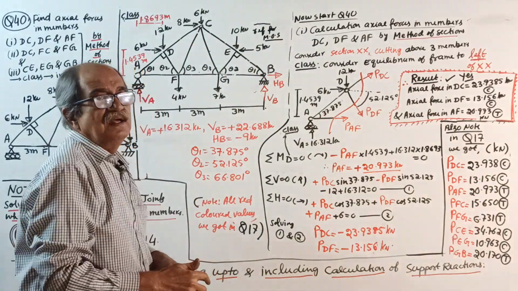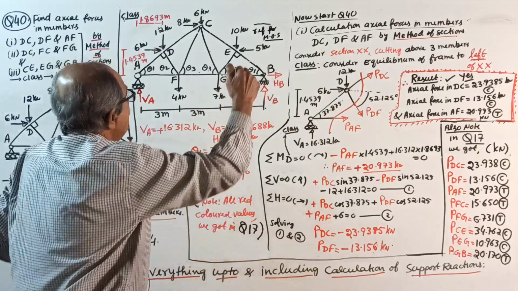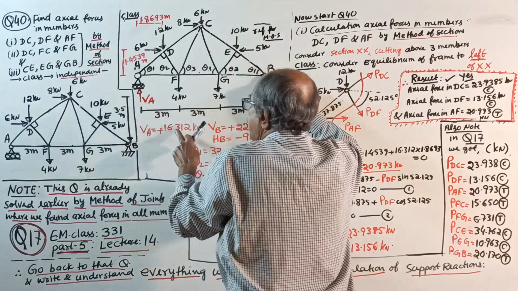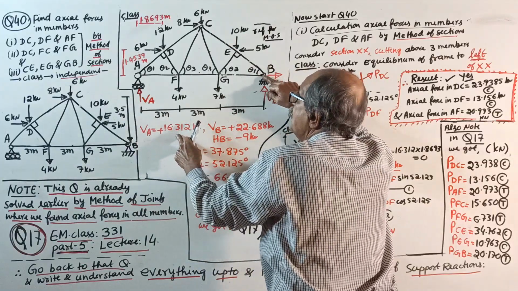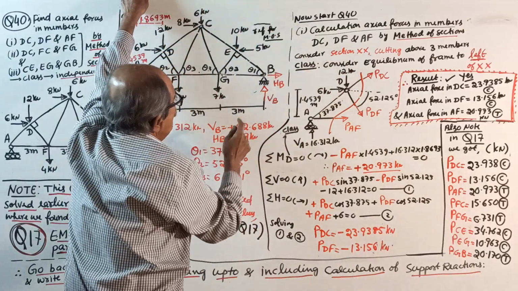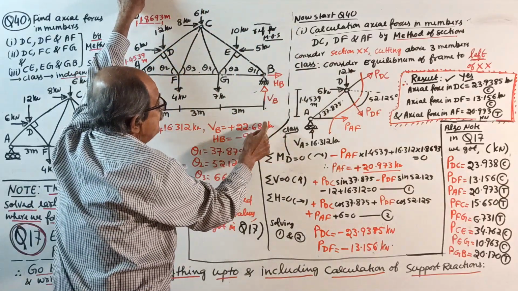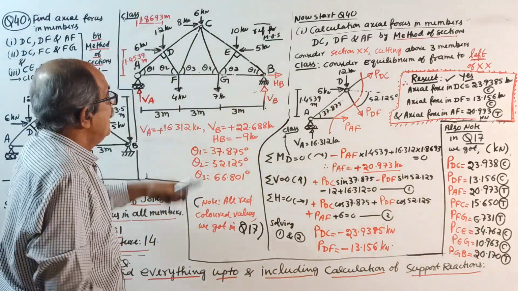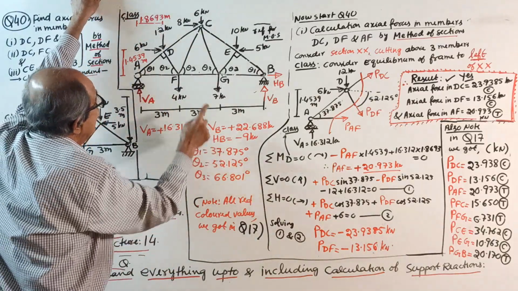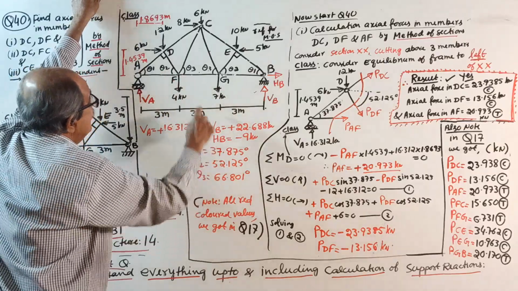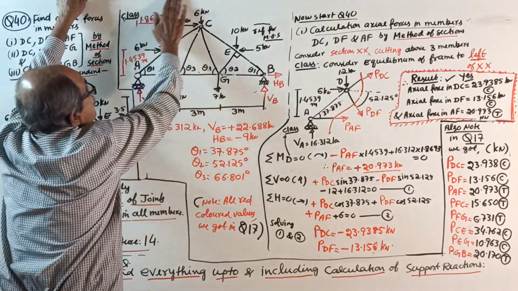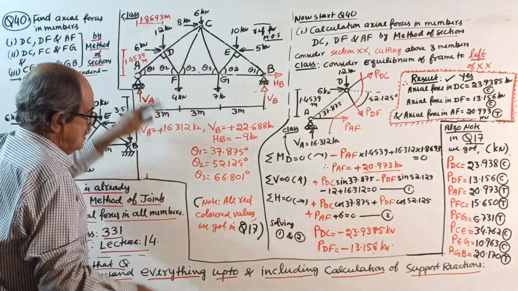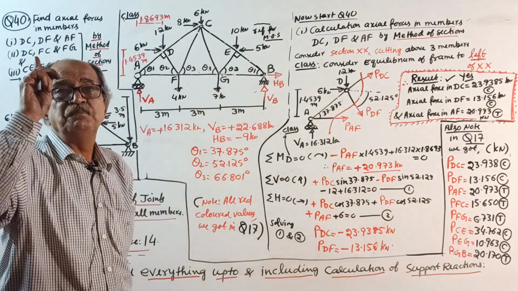Okay, then in that class I took moment about B, VA into something, etc. I got VA plus 16.312. Sigma V equals 0, I got VB 22.688. Sigma H equals 0, I got HB minus 9. And I got theta 1, this angle, see the value here, theta 2 here, theta 3 here. Remember, in this sketch, all the red colored values I wrote, we got in question number 17.